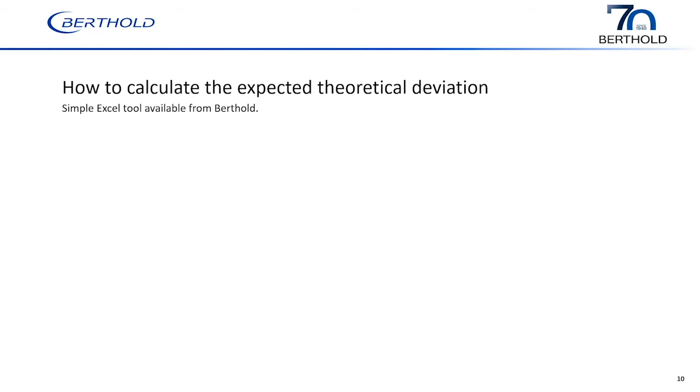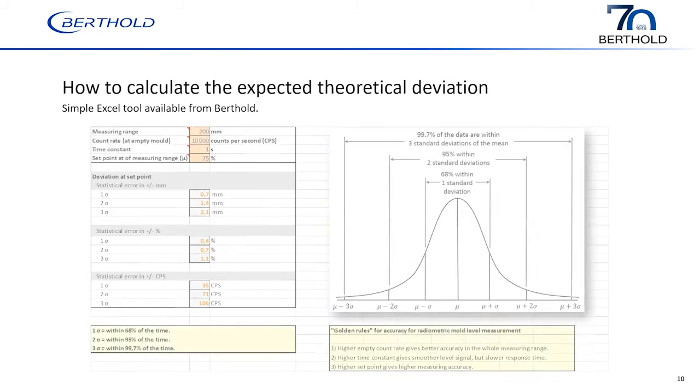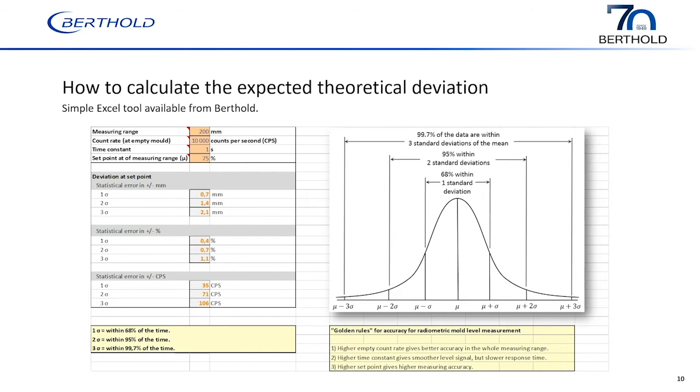In order to help you to calculate your theoretical deviation, we have put together a simple Excel tool for you. And this tool is using the expression that you saw on the previous slide. Here you have 4 input windows. The first one is the total measuring range. The second one is the total number of counts per second. Then you have the time constant, which is the tau value, and then you have the set point, your casting set point.